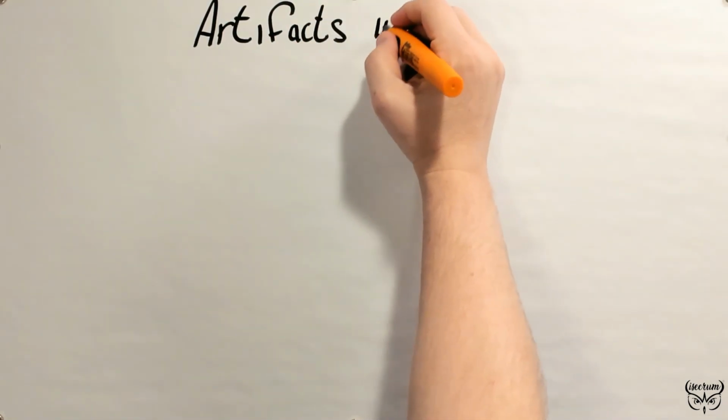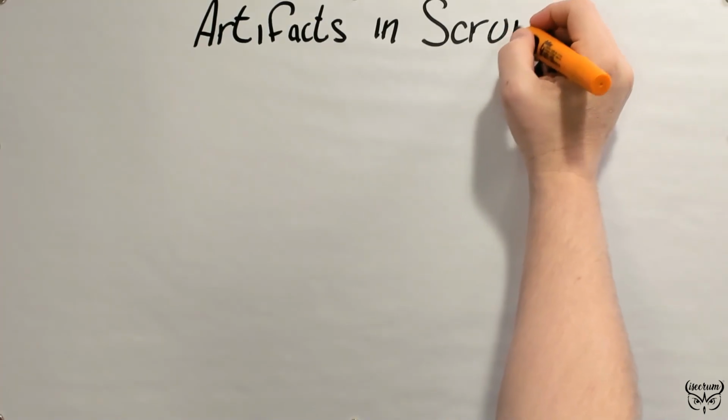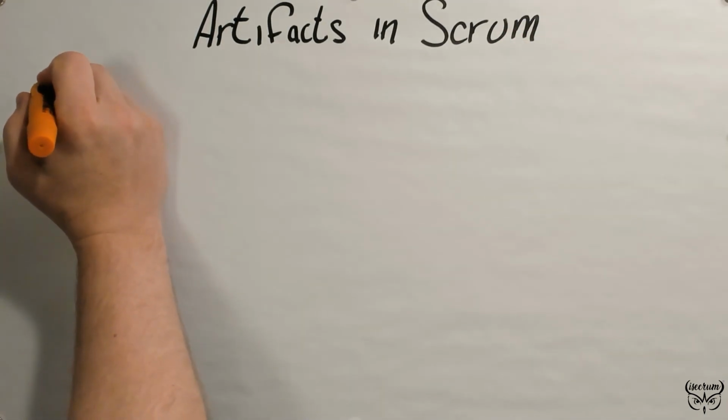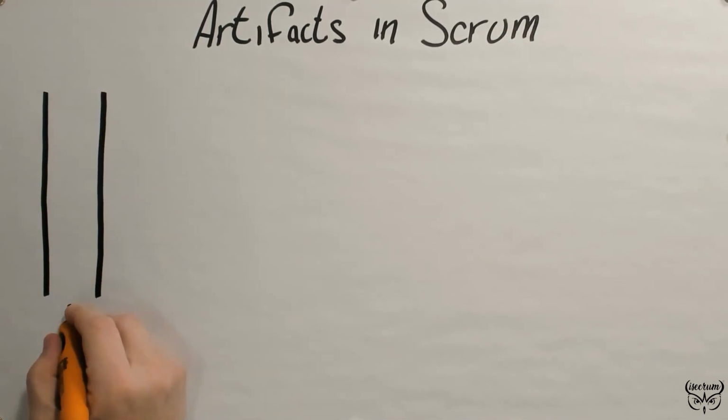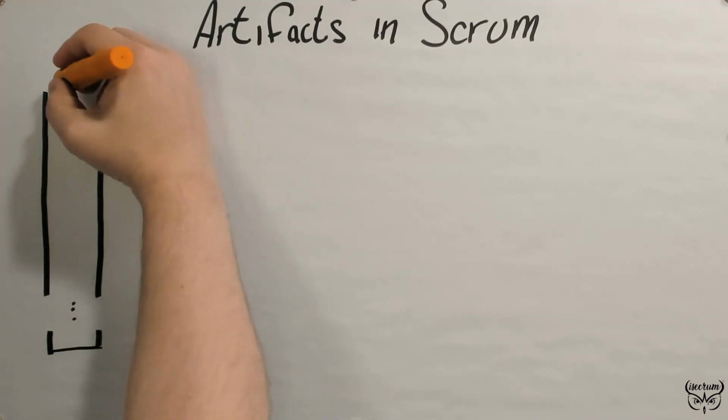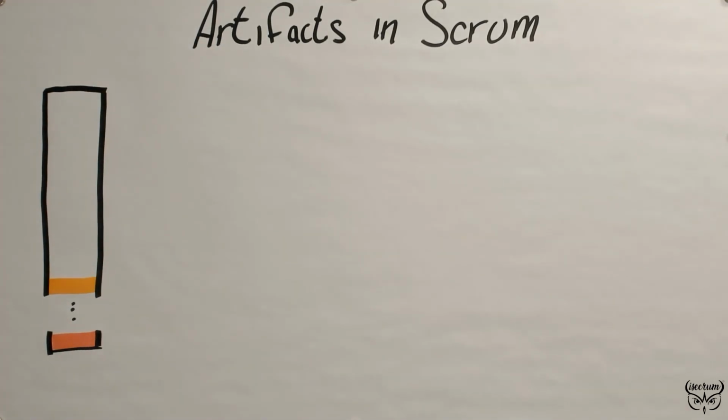Today, we're going to talk about the 3 artifacts. First, we'll talk about the product backlog. The product backlog is a prioritized list of product backlog items.